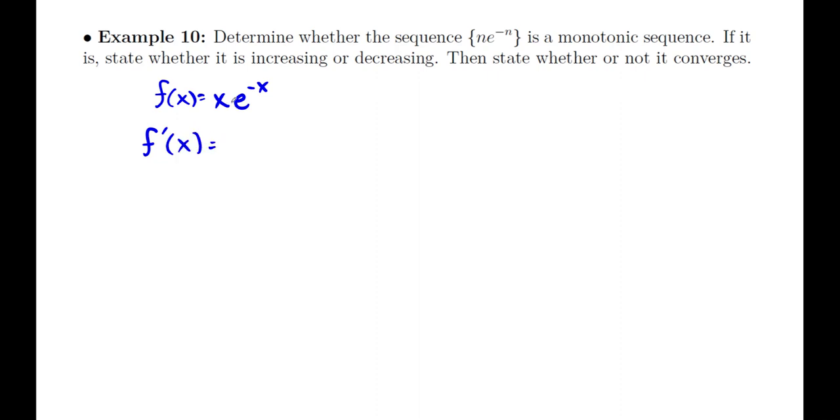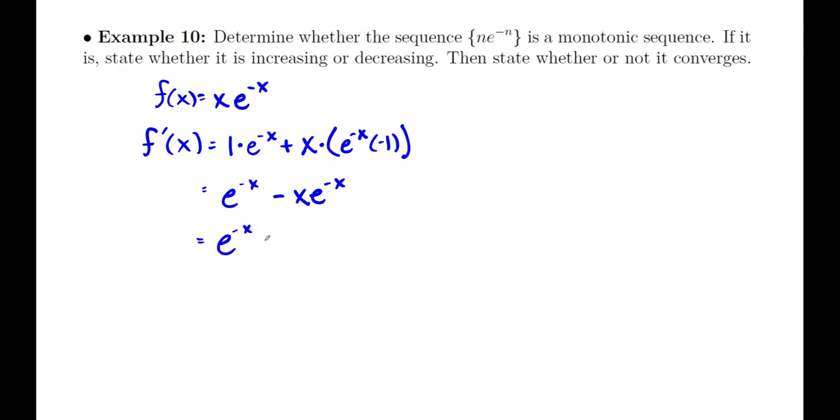Annoyingly enough, we've got a function that's the product of two different functions, so we have to use the product rule, right? So the derivative of the first times the second, plus the first times the derivative of the second, which would be e to the negative x, but then the chain rule would dictate that I multiply by -1. So this will be e to the negative x minus x e to the negative x. And to make this a little nicer to look at, I can always factor out e to the negative x.